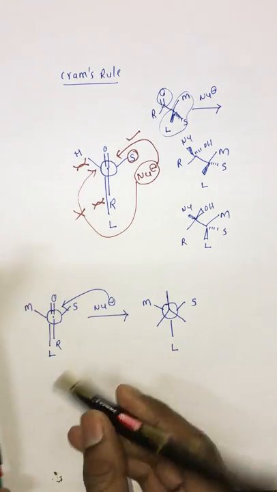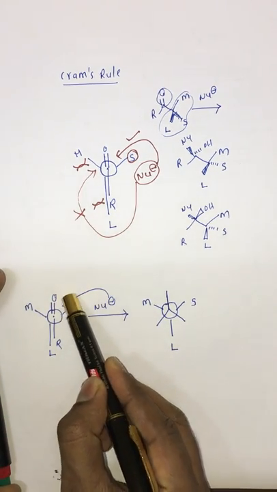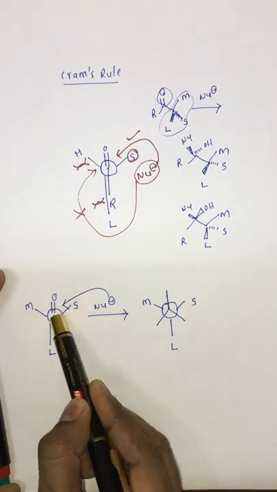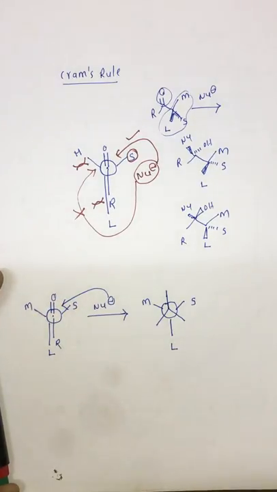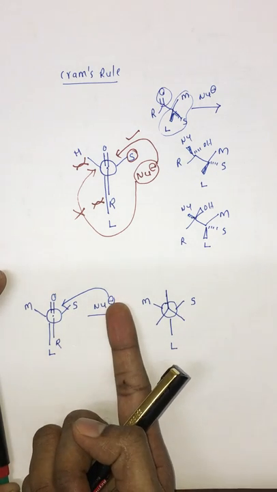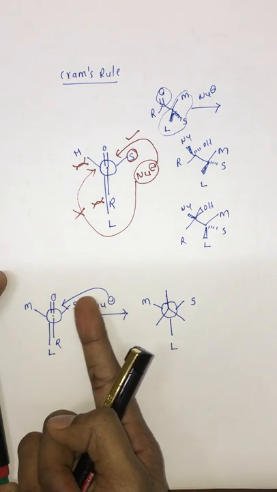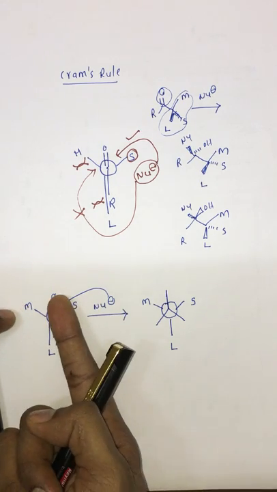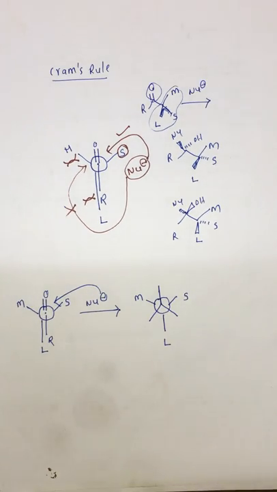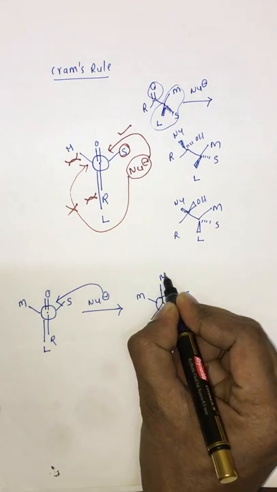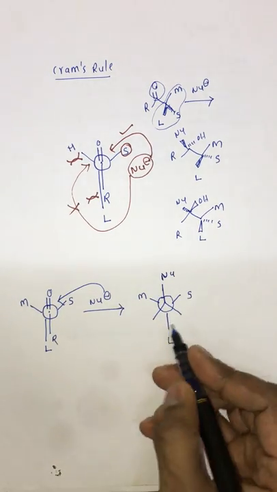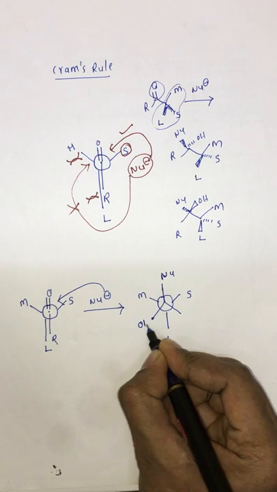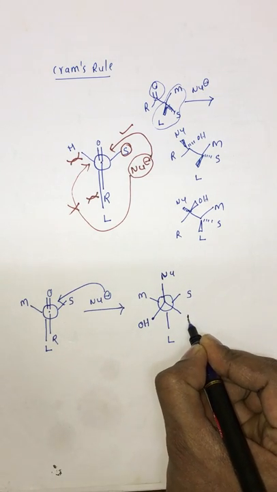The nucleophile is approaching from this direction, which means this place will be taken by the nucleophile, and the O further moves towards your left. Nucleophile is coming this way, so your right hand side will be the nucleophile and O will move to the left hand side. So when we write in this conformation, the nucleophile comes here and oxygen moves towards your left, that means this carbon will be OH and this will be the R group.